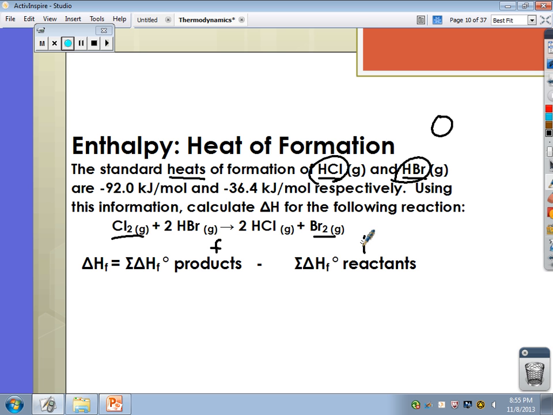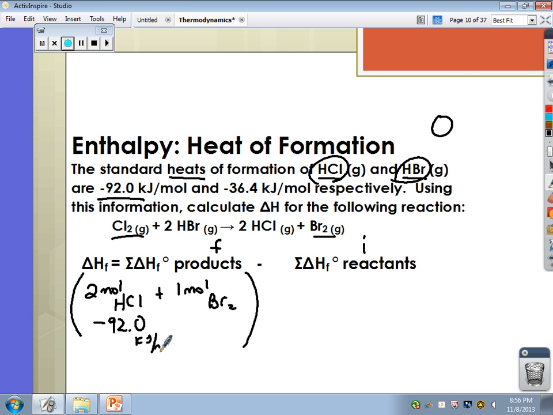And in this case, I'm going to go ahead and put the sum of my products, which are 2 moles of HCl plus 1 mole of bromine. And my value that they give me in my equation for HCl is negative 92. So I can put negative 92 right here, kilojoules per mole. And this is going to be 0. And I'm going to multiply these two. So this basically goes away, doesn't it?